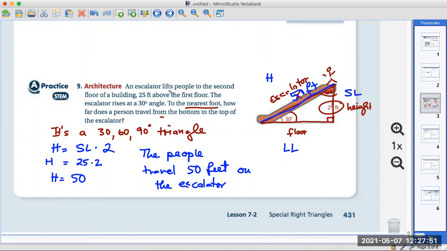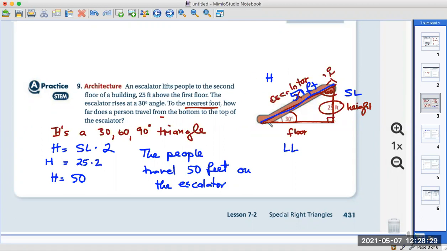An escalator lifts people to the second floor. That's your escalator, 25 feet above the first floor. That's your height. It's the shorter leg. The escalator rises at a 30-degree angle right here. To the nearest foot, how far does a person travel? Oh, you know what? No, they're asking how far are you traveling from here to here? That's your hypotenuse, and the hypotenuse is twice the length of the shorter leg.